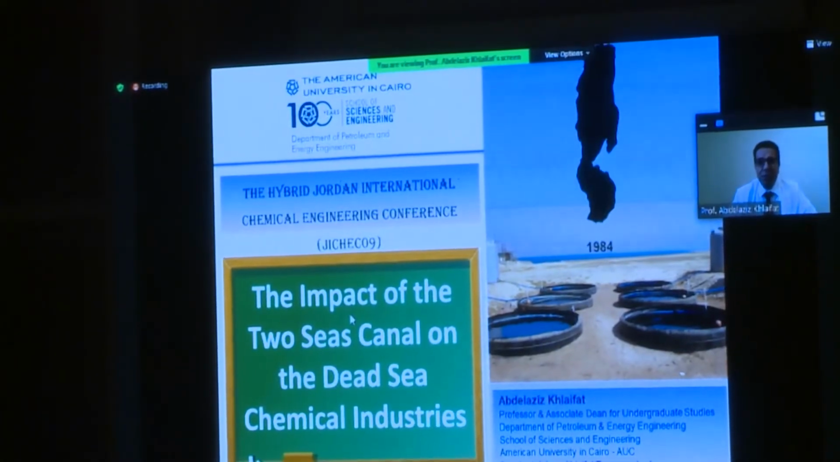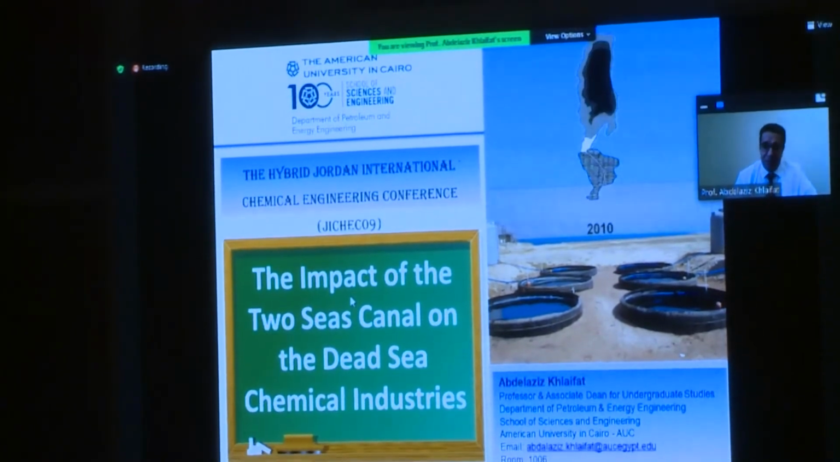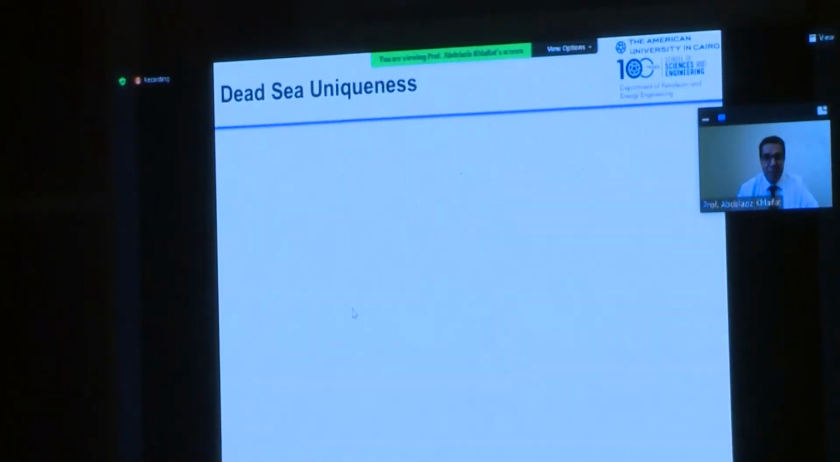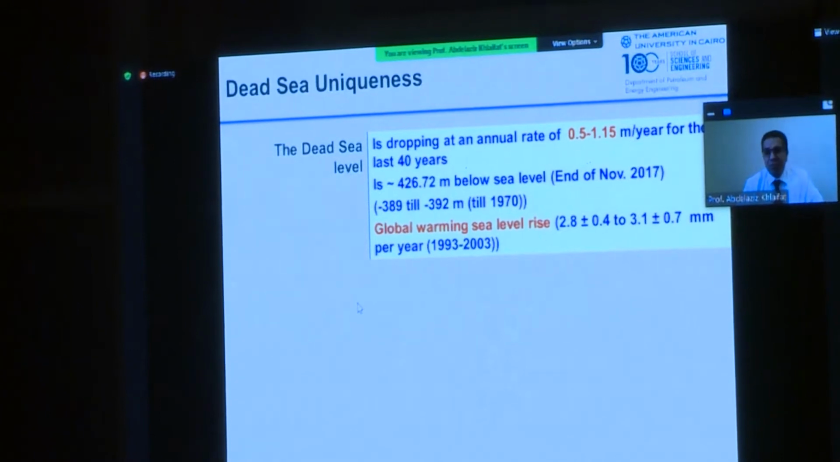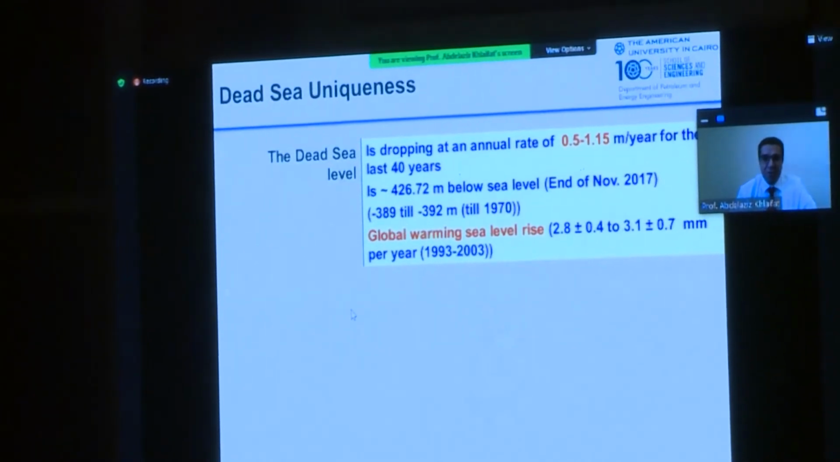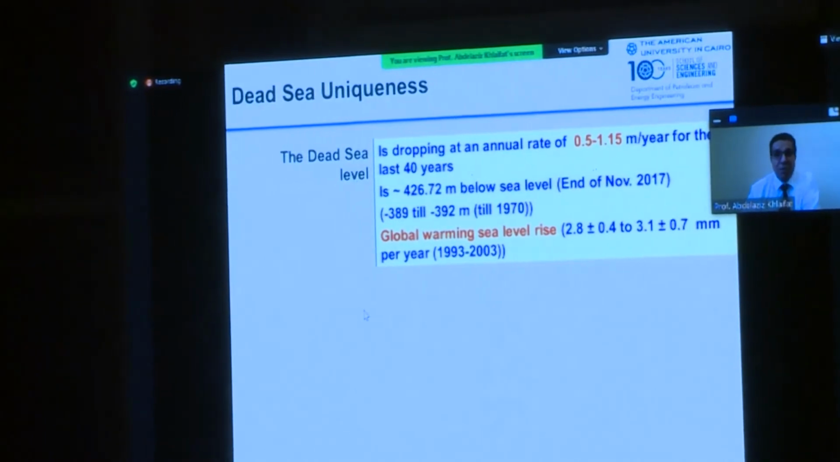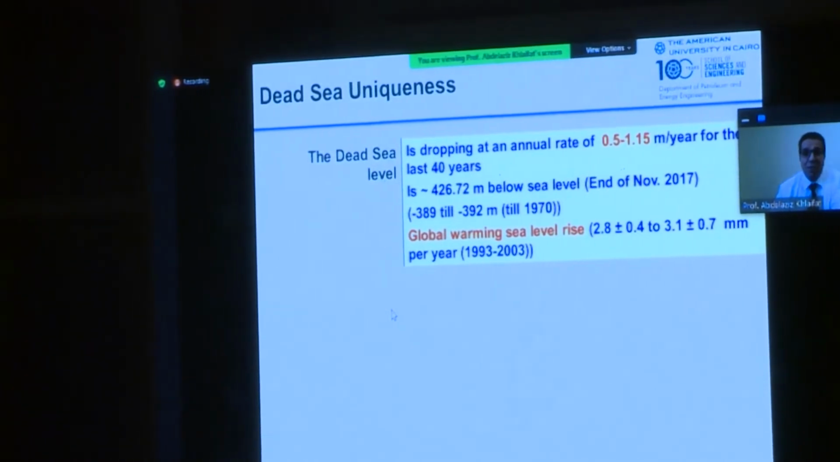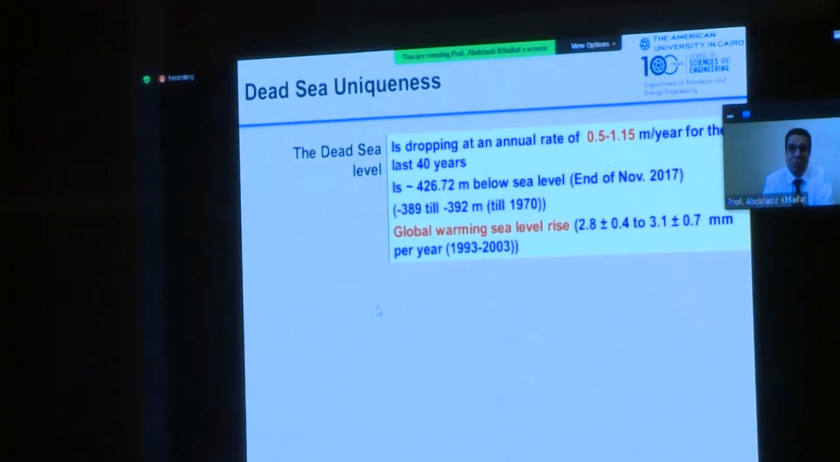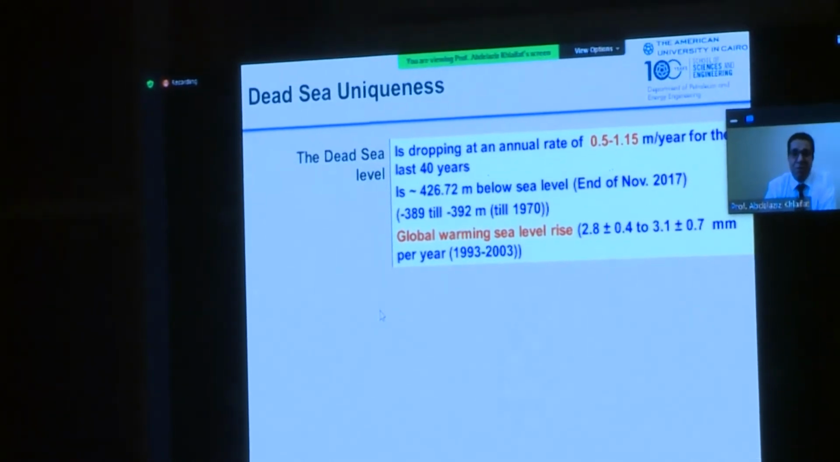Related to the impact of the Dead Sea and the Dead Sea Canal. So, for those who are from outside Jordan, to shed some light on the uniqueness of the Dead Sea: the Dead Sea is the lowest point on Earth. It is unique by its level decline, which goes at a rate of almost 1 meter per year.